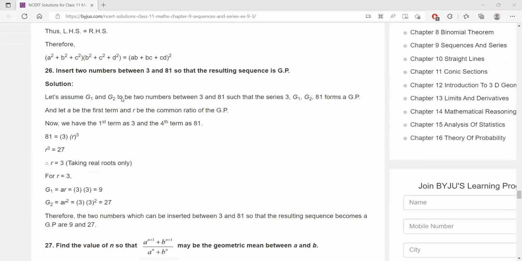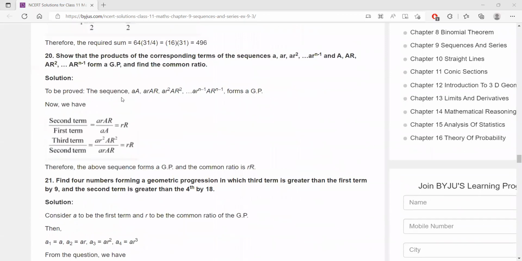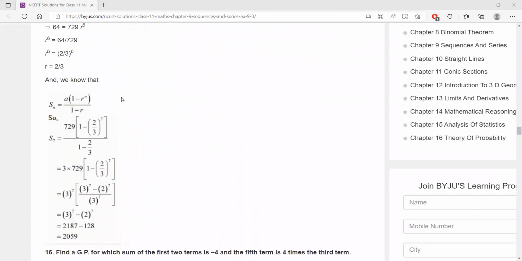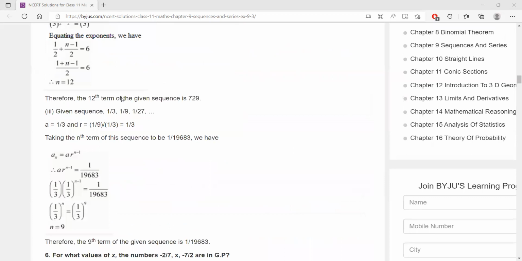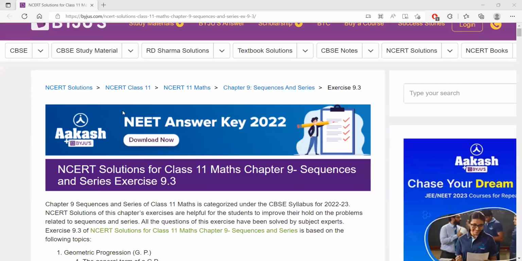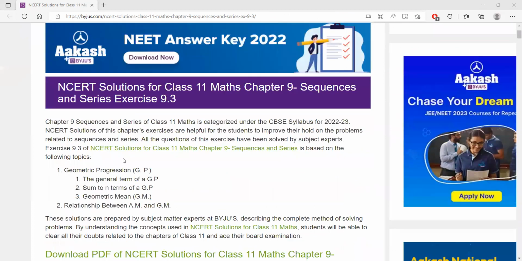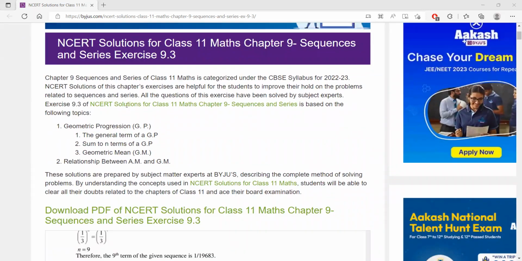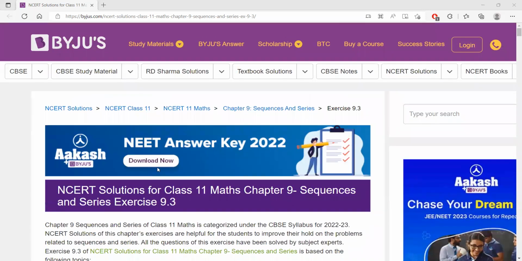What is this? Is this exemplar or miscellaneous, Radha? Ma'am, this is exercise 9.3. Okay. Could you please share the next exercise?